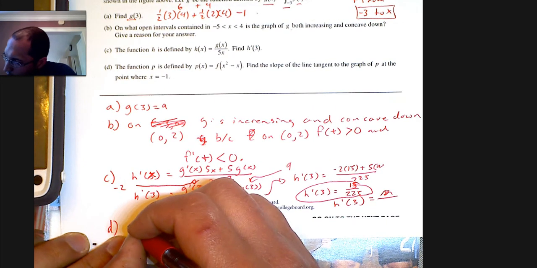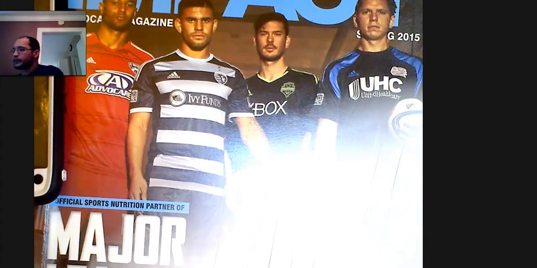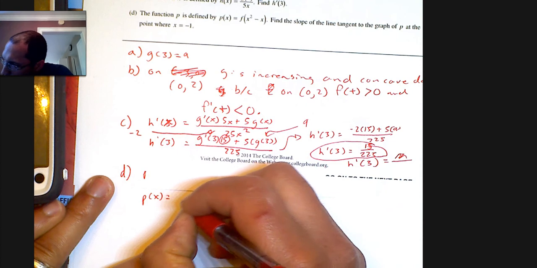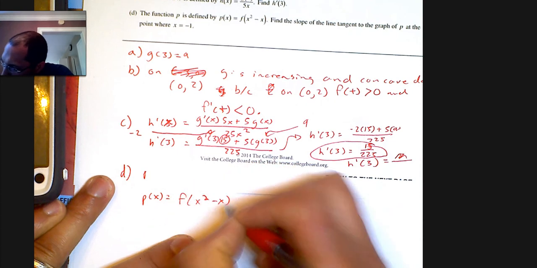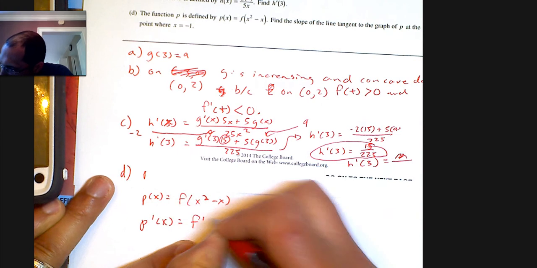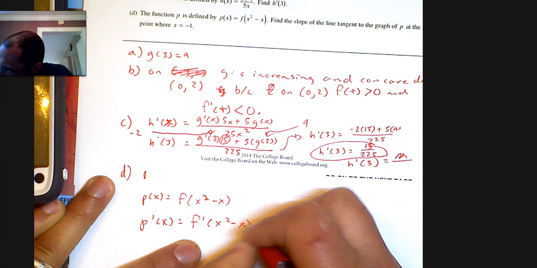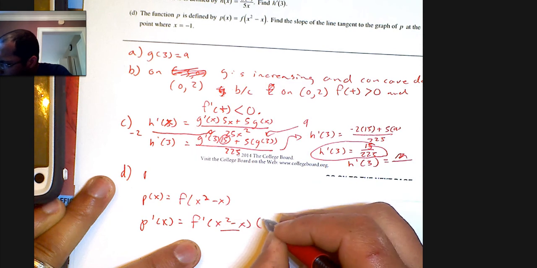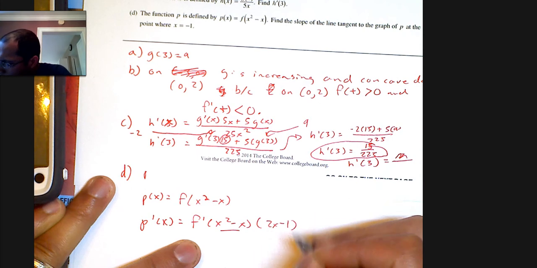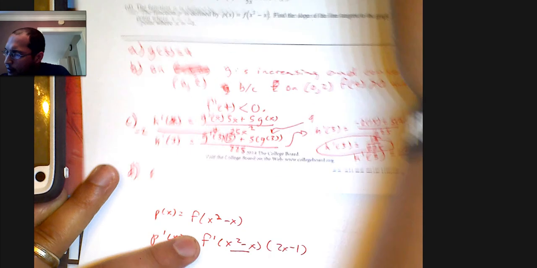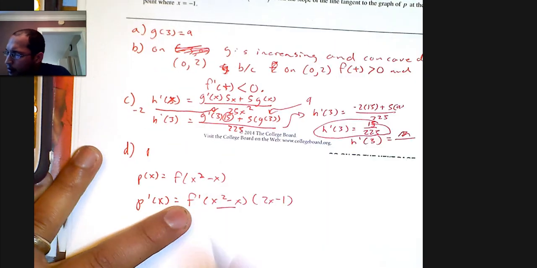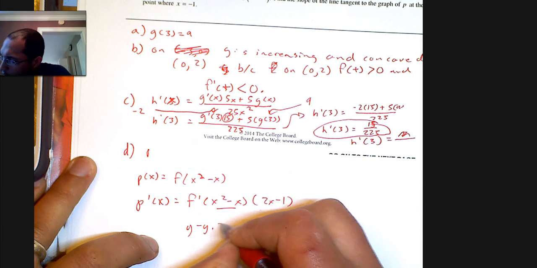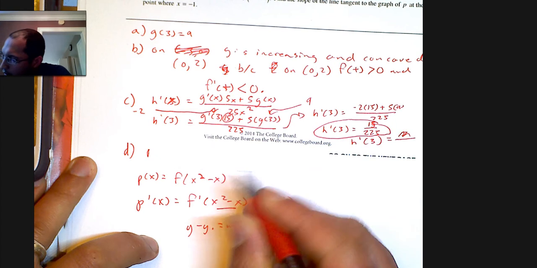So you want to find, I need another sheet of paper. Okay, so if p of x is equal to f of x squared minus x, then p prime of x is equal to f prime of x squared minus x times the derivative of the inside, which is 2x minus 1, okay? My brain might be going to mush here, but I'm pretty sure this is on point. Yeah, it's basically a chain rule, okay? So y minus y1 equals m times x minus x1. Our x is negative 1, so plus 1.